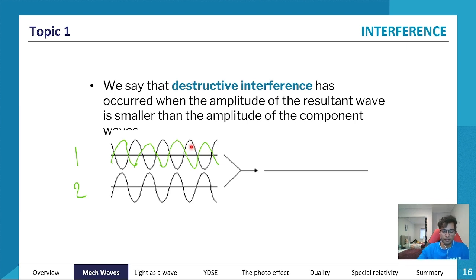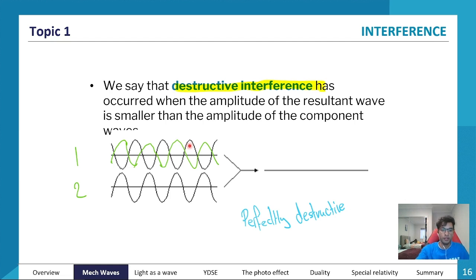And when you have something like this, where the two waves perfectly cancel out, we call this perfectly destructive. Oh yeah, and we call this destructive interference.